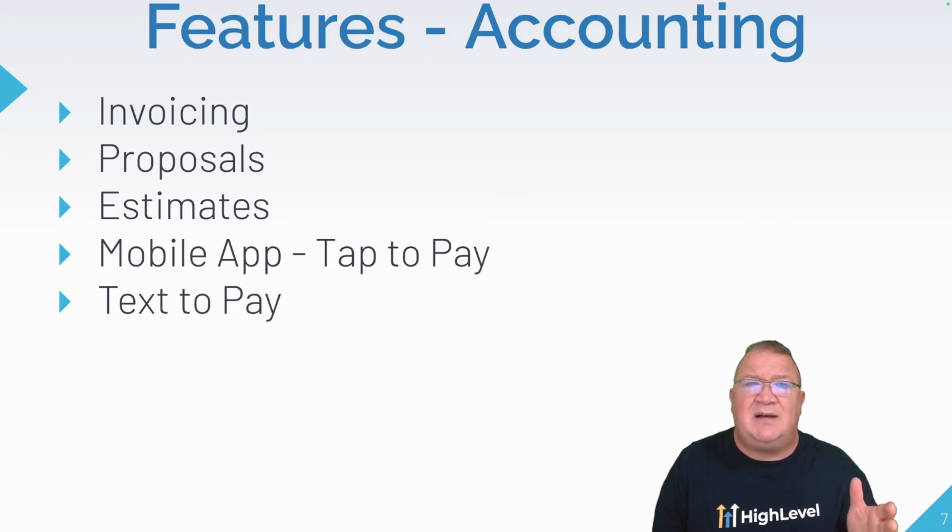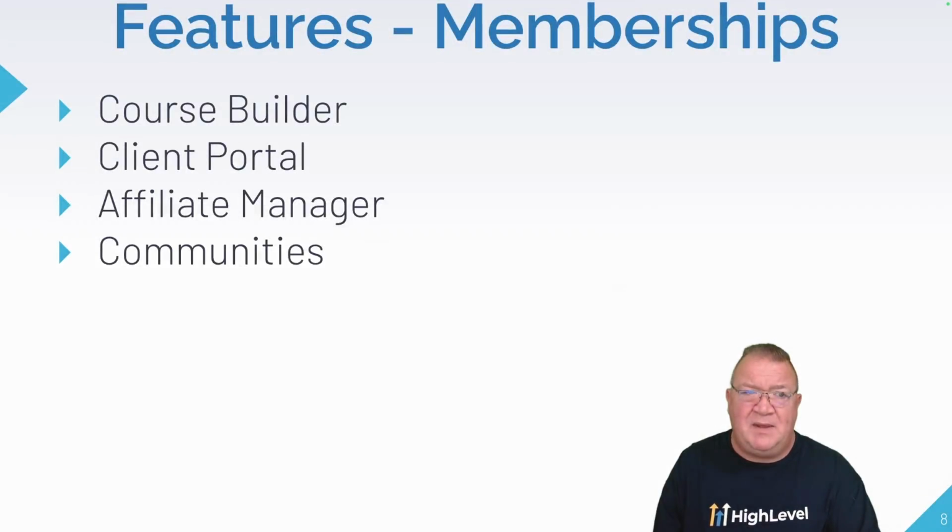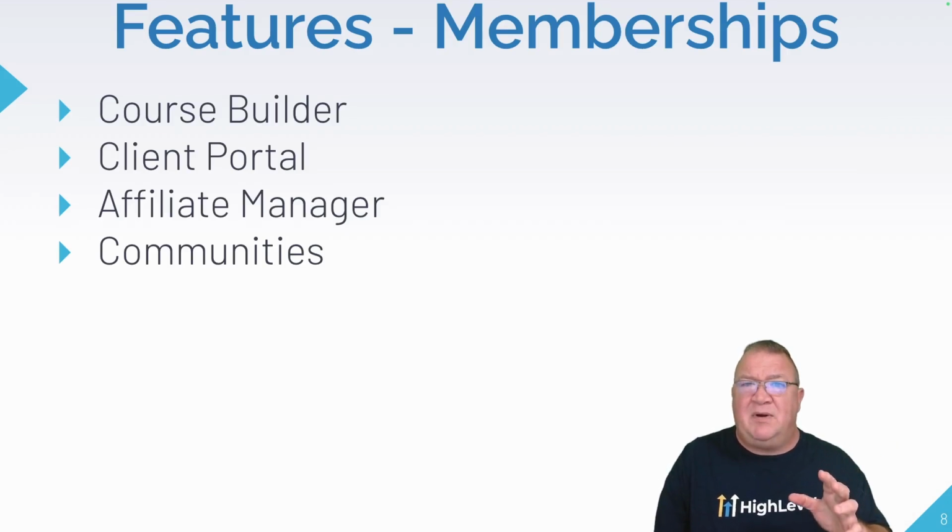And then last but not least, a text to pay feature. So if you have the system, rather than sending an invoice out and waiting for somebody to get an email, then click on it and go pay for it, you can actually send a link to somebody via a text to receive a payment automatically. So all of those payment features are included inside of the Highlevel platform. Now, let's kind of go forward deeper into memberships.